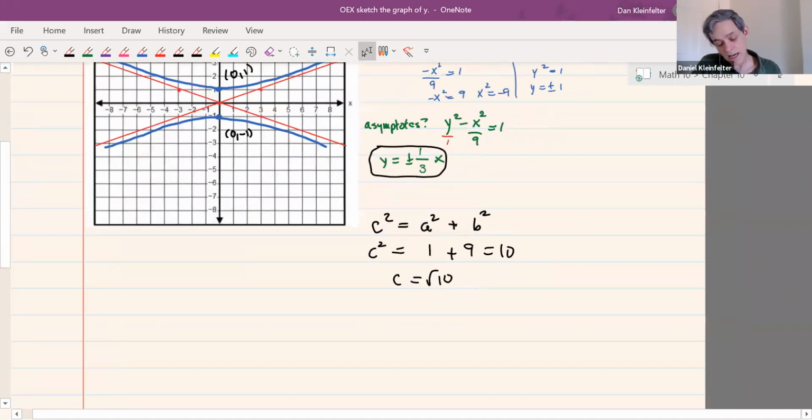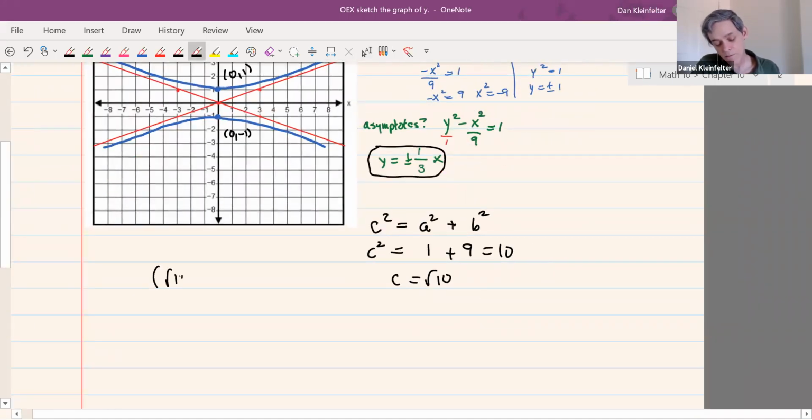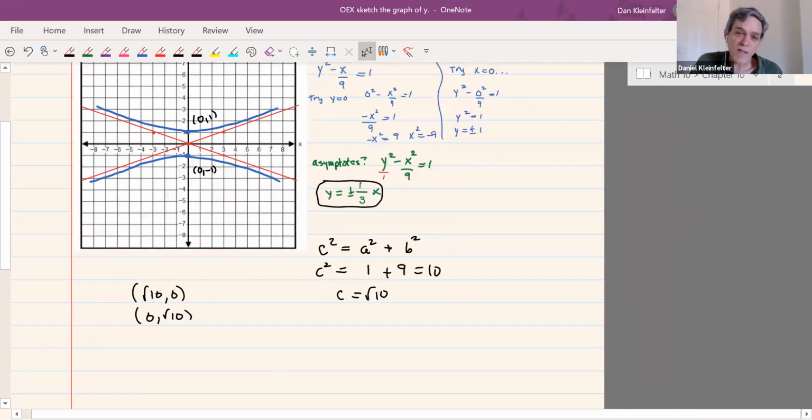Okay, so now you have to ask yourself, is it going to be root 10, 0, or is it going to be 0, root 10? Remember that the foci are going to lie along the transverse axis for the hyperbola. In other words, they'll be along the same axis as the vertices are. So that's the y-axis for our picture, and that means the x-coordinate has to be 0. So we'll have 0, root 10 and 0, negative root 10 for our foci.